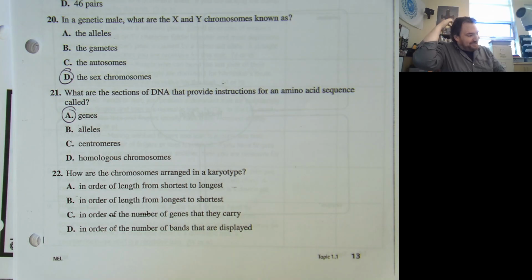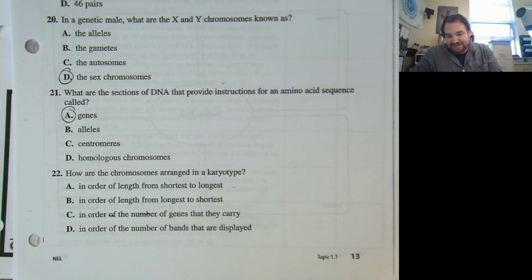Number 22, how are the chromosomes arranged in a karyotype? Oh, we didn't answer this one. That's a really good question. I did not give you this answer, but let's look at the picture.